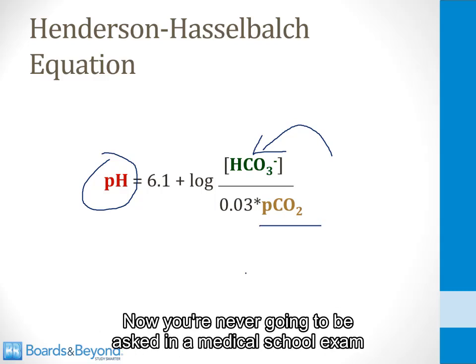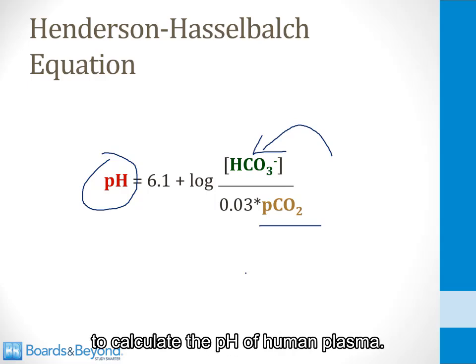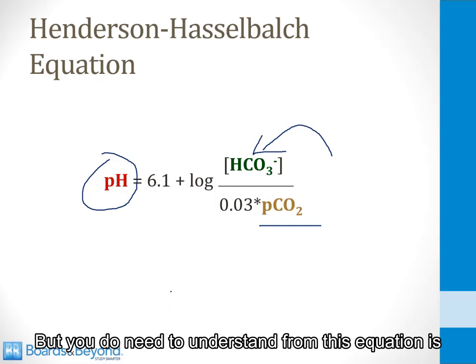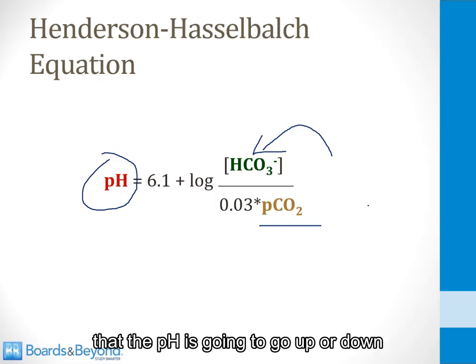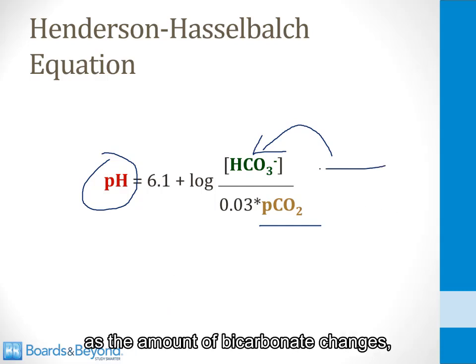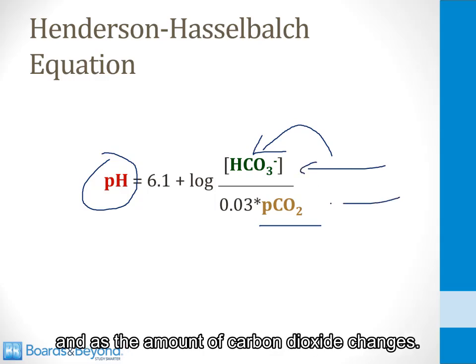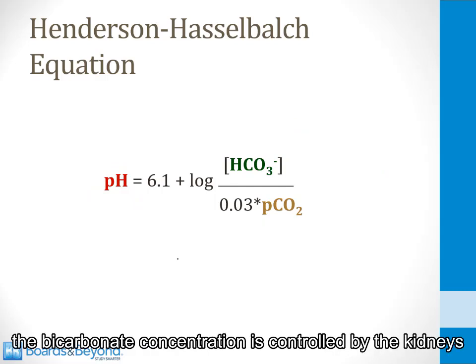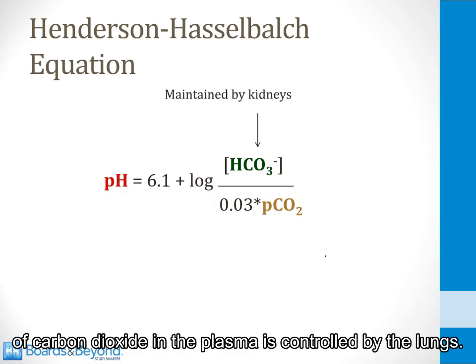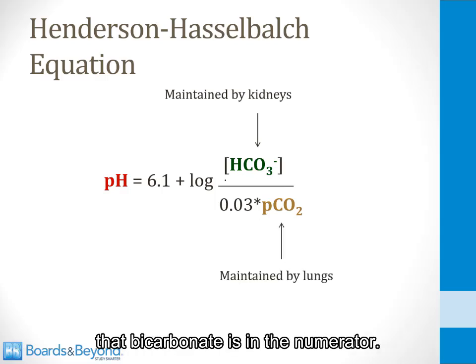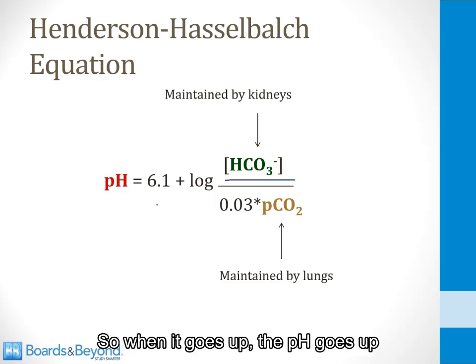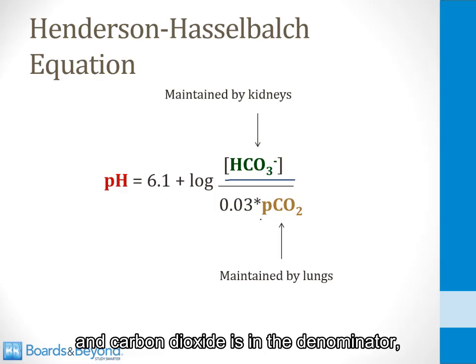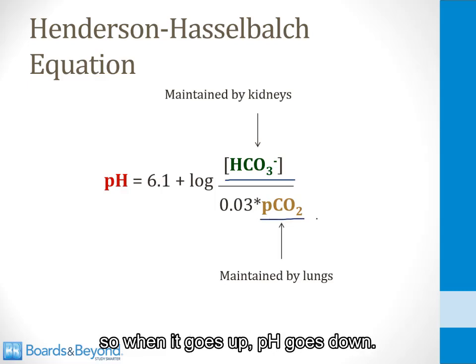Now, you're never going to be asked in a medical school exam to calculate the pH of human plasma, but what you do need to understand from this equation is that the pH is going to go up or down as the amount of bicarbonate changes and as the amount of carbon dioxide changes. As we will talk about in this video, the bicarbonate concentration is controlled by the kidneys, and the partial pressure of carbon dioxide in the plasma is controlled by the lungs. Also important to recognize in this equation is that bicarbonate is in the numerator, so when it goes up, the pH goes up, and carbon dioxide is in the denominator, so when it goes up, pH goes down.